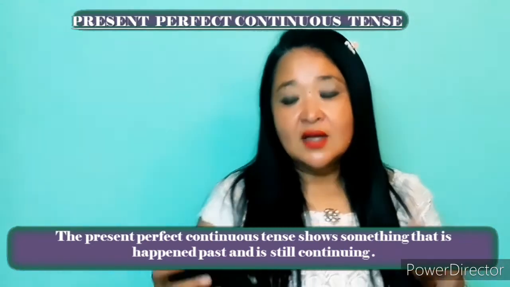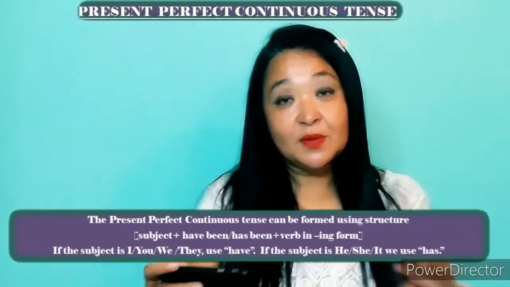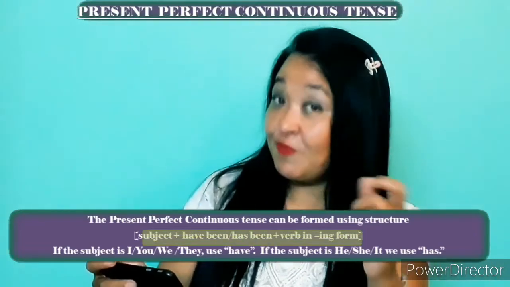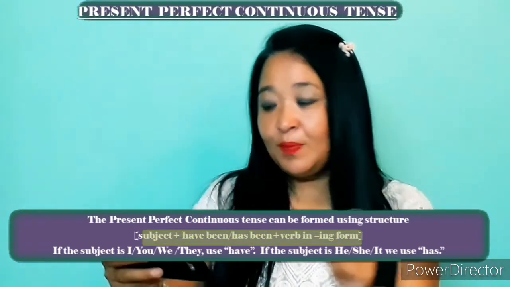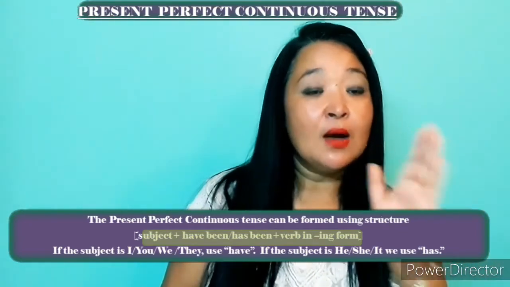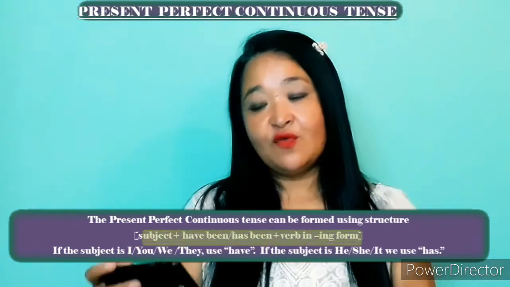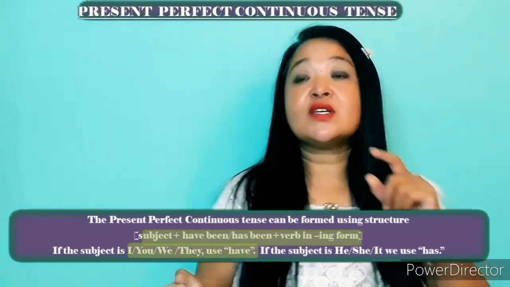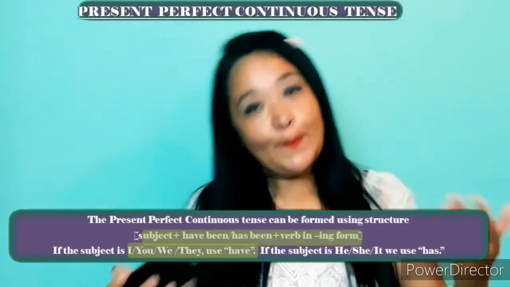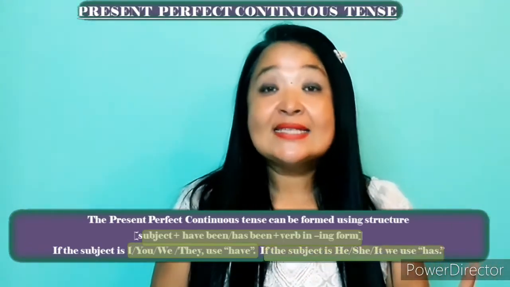What is the structure? The present perfect continuous can be formed using a structure. Structure means, in simple language, the formula. It is: subject plus have been or has been plus verb in the ing form. Okay, once again, subject plus have been or has been plus verb in the ing form. And here also, if the subject is I, you, we or they, then we will use have been. And if the subject is he, she or it, then we'll use has been.